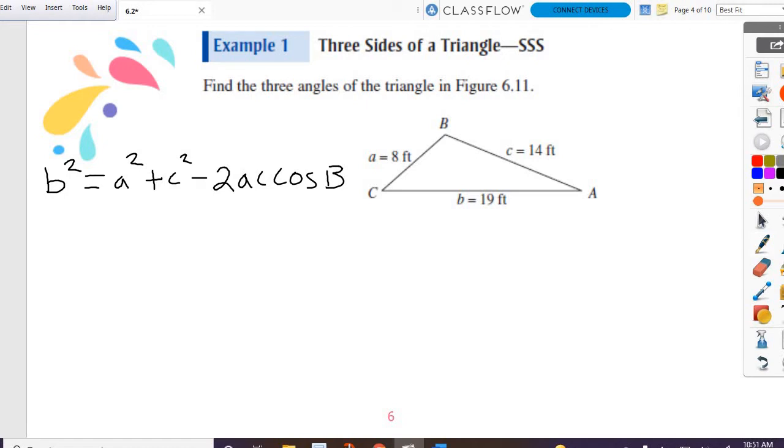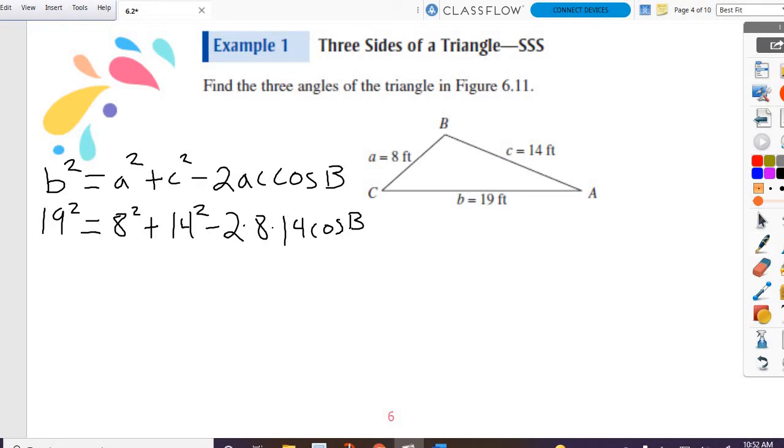Alright, so then from there we can fill in the information that we do know. So what is little b? 19. So I have 19 squared equals a is 8, so 8 squared plus 14 squared minus 2 times 8 times 14 cosine of b. And the reason why I said I like this way a little bit easier is because I can simplify some of these numbers first to where then we don't have as many things that we're having to subtract and divide by. Okay?